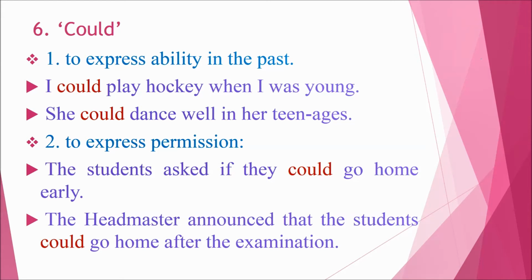Could is used to express ability in the past. Example sentences are: I could play hockey when I was young. She could dance well in her teens. Then, could is used to express permission. Example sentences are: the students asked if they could go home early. The next example sentence is: the headmaster announced that the students could go home after the examination.